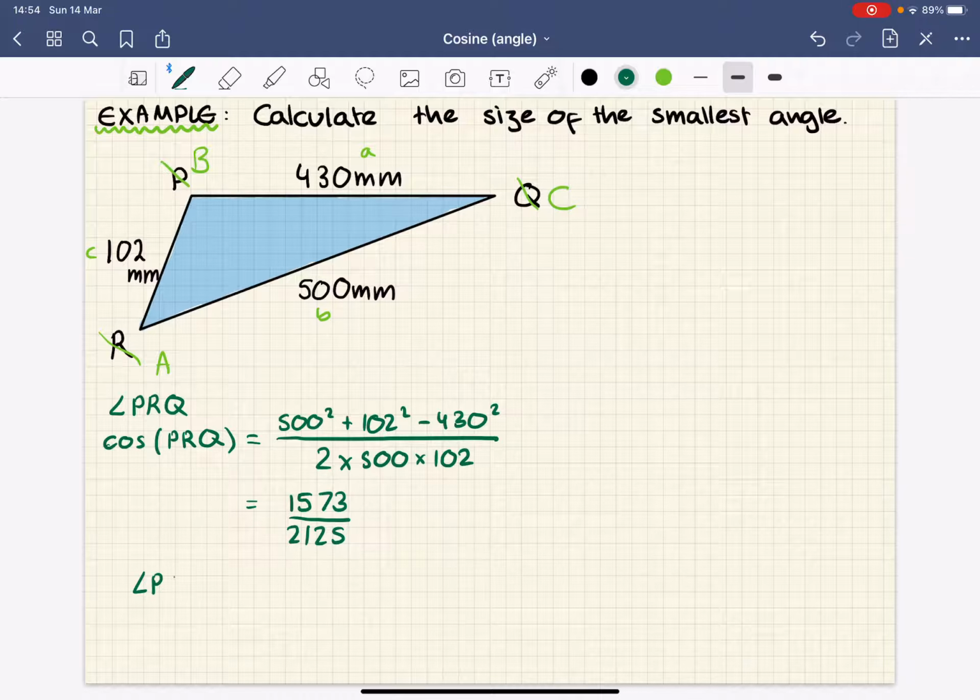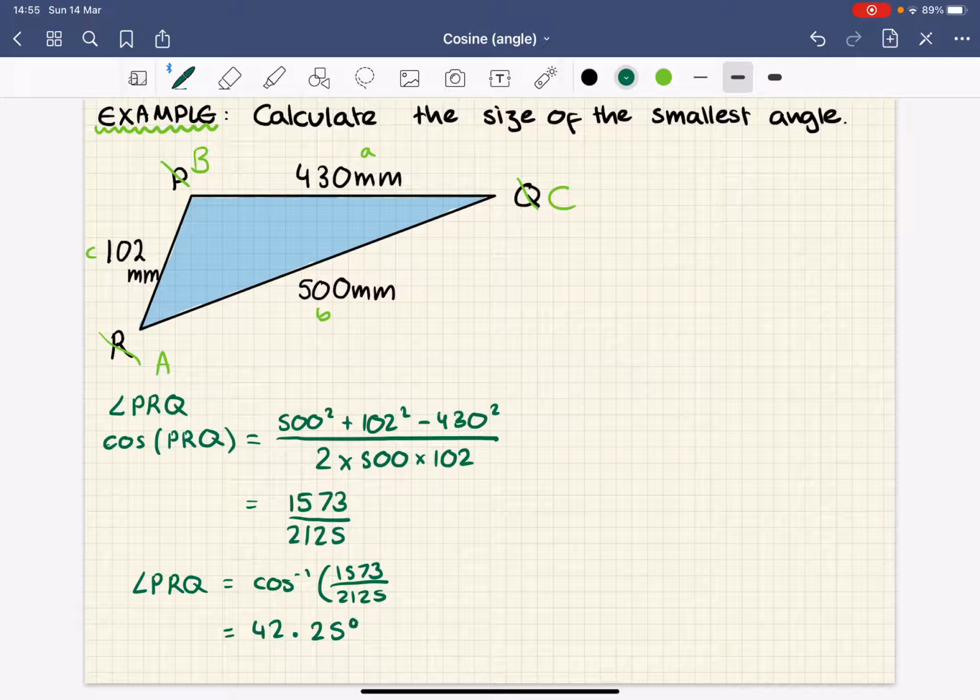So then the angle PRQ would be the cos inverse of that fraction. Which gets me an answer of 42, and I'm just going to go straight away into my rounding here because I won't have a lot of space to do all my writing out, but 42.25 degrees. So that's my first angle, and then I would keep swapping around my A, B, C's to work out the rest. So that's PRQ.